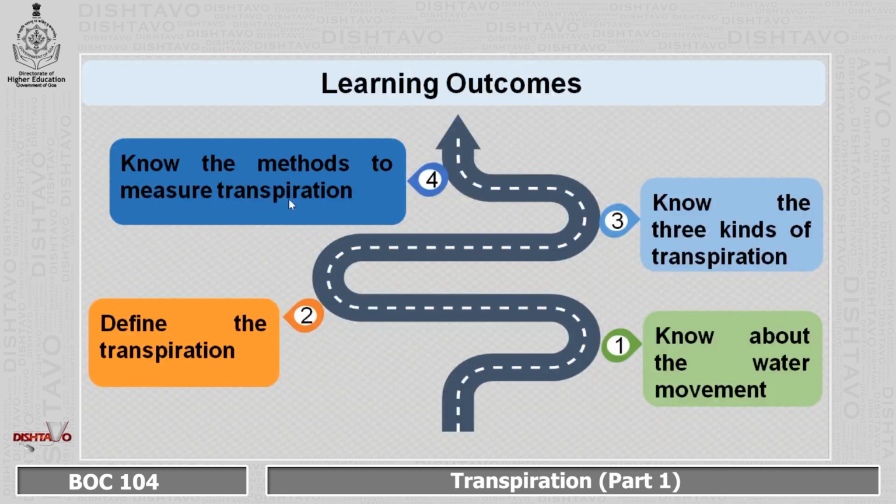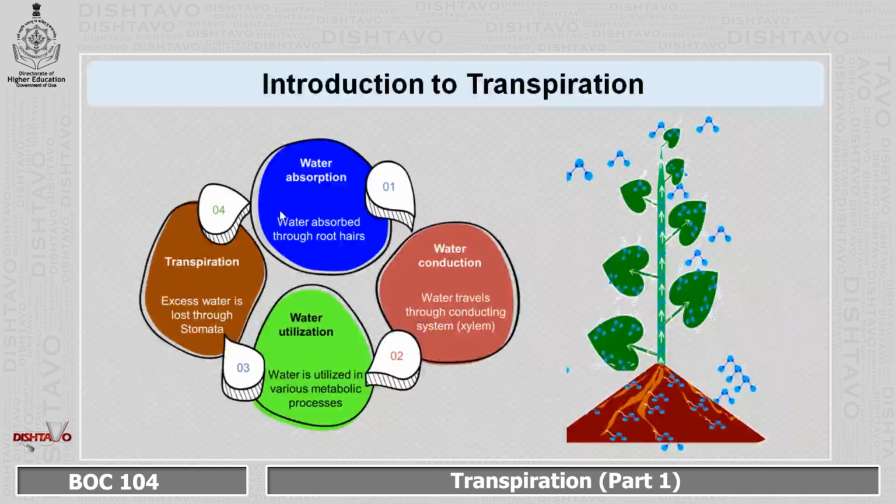Coming to the introduction to transpiration, what exactly is transpiration? If you see this plant, in this schematic diagram, the water is being absorbed through the root hairs, then conducted through the conducting system, that is the xylem, and circulated to the different parts. Later it will be utilized in various metabolic processes such as photosynthesis, and the excess amount of water that remains will be released out through the stomata.